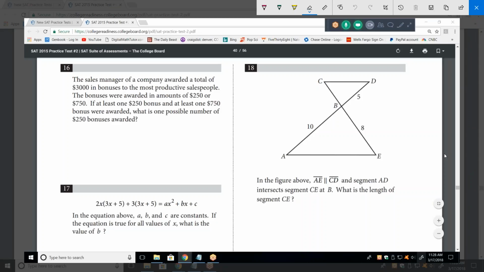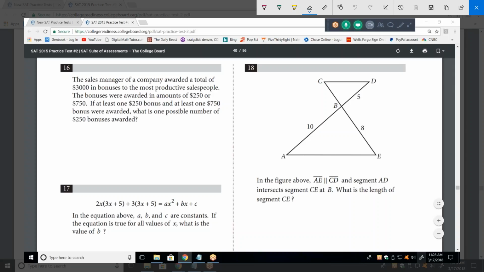Geometry. One of the other differences between ACT and SAT is the ACT has a lot more geometry. ACT has about equal geometry with algebra. SAT does not. SAT has like 80% algebra, 20% geometry. So there's not as much geometry on the SAT as there is on the ACT.